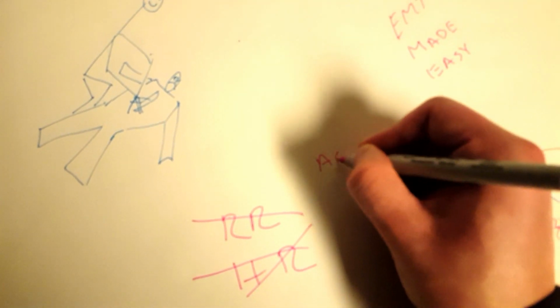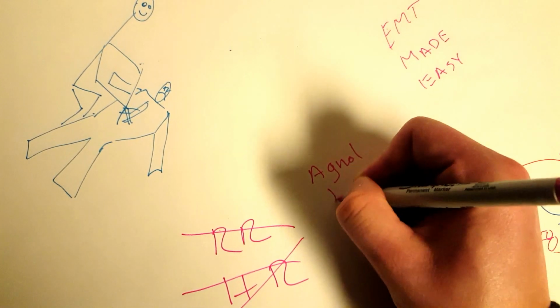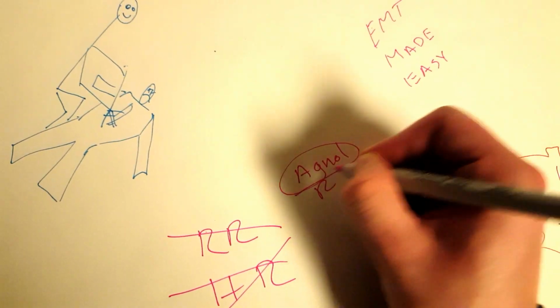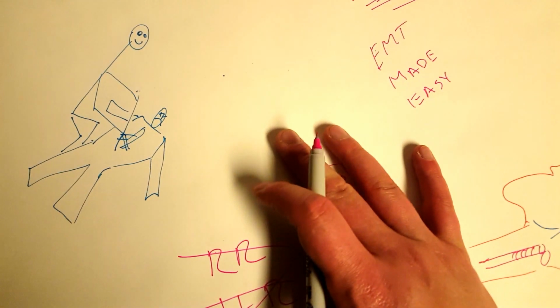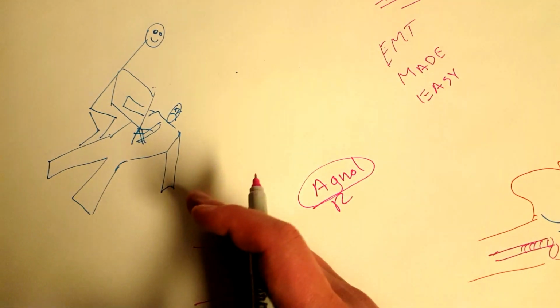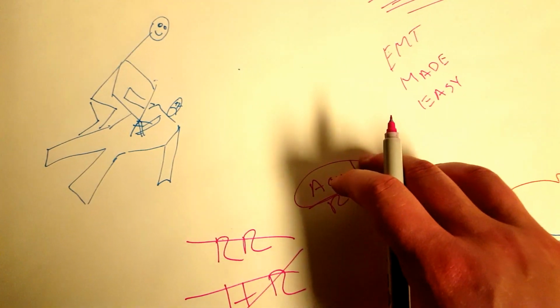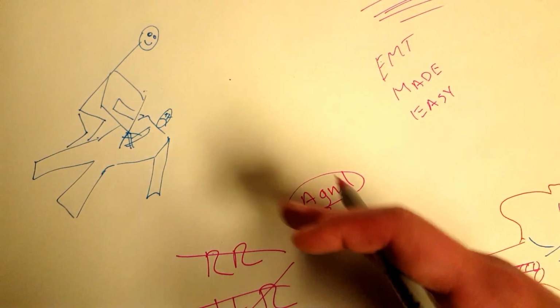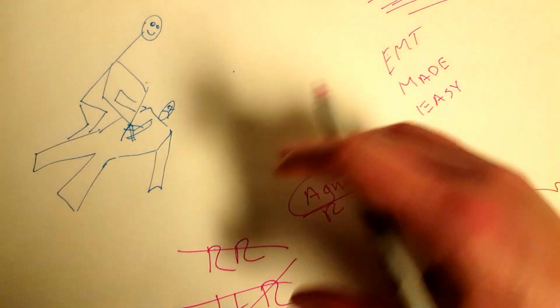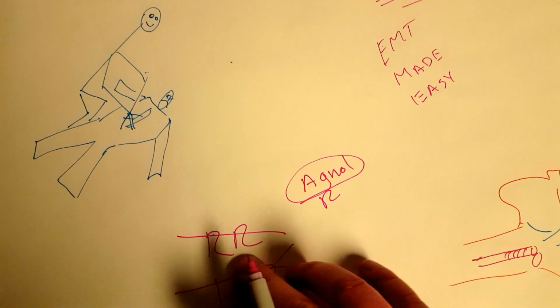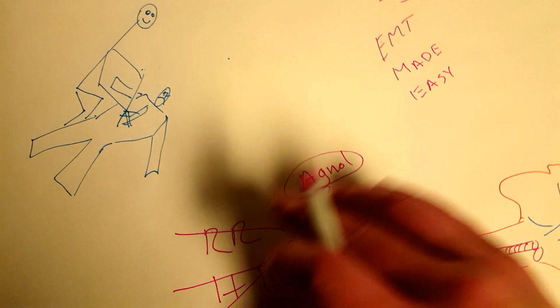Now there is this one thing called agonal respirations, and I'm sure that's spelled wrong, but you guys can look it up, it's not a big deal. Agonal respirations are deep breaths with long pauses. That is not considered a respiration. That is your body's reaction to it dying. So if your patient is not breathing normally with a good pattern, it's not really considered breathing.